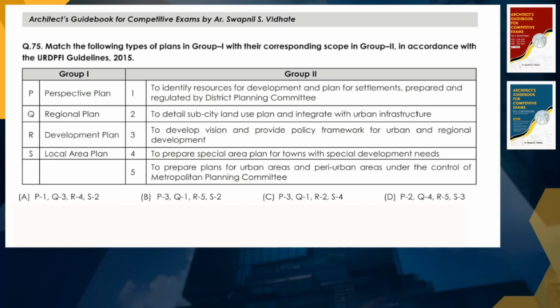Question 75, match the following types of plans in group 1 with their corresponding scope in group 2 in accordance with the URDPFI guidelines 2015. In group 1 they have mentioned P perspective plan, Q regional plan, R development plan, S local area plan. And in group 2 they have mentioned the description or the scope of that particular plan. Now, the question related to all these plans was there in GATE 2024 at question 71 and GATE 2004 at question 44, in which I have explained all these.